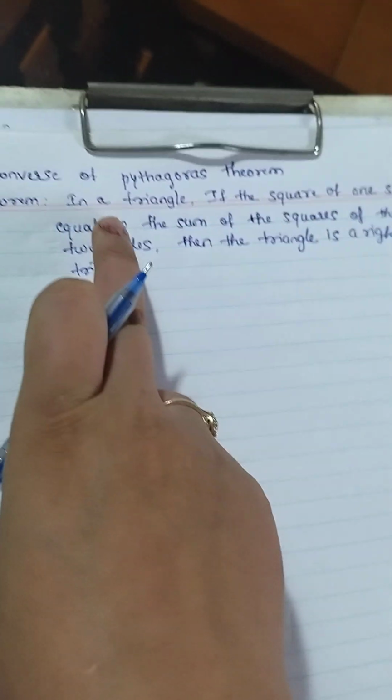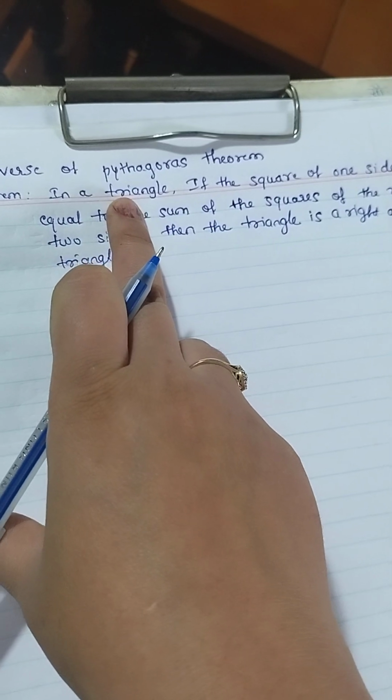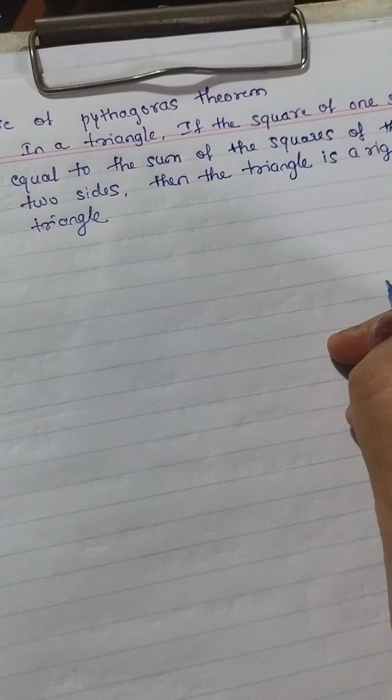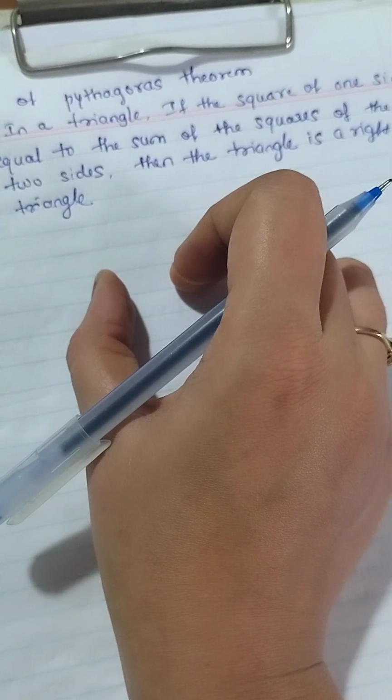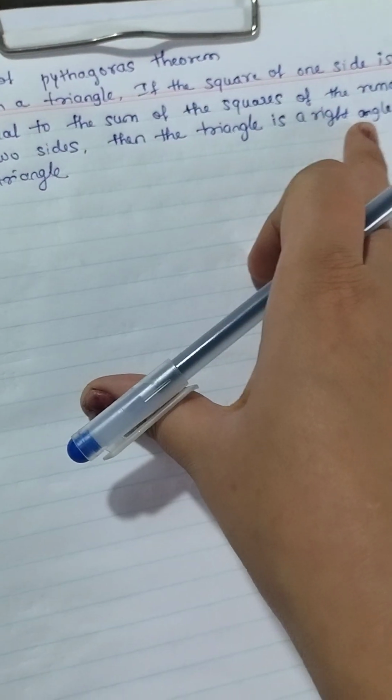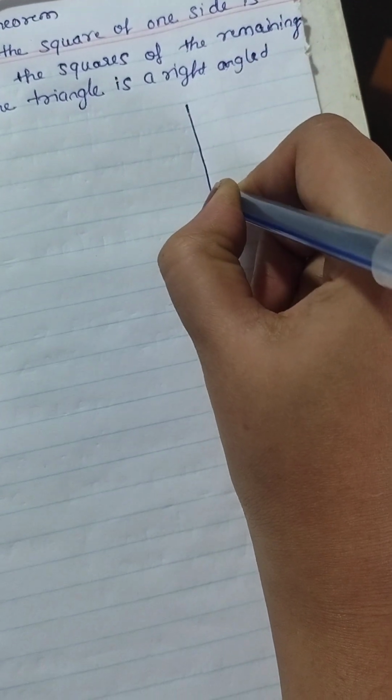Getting? The theorem says, in a triangle, they didn't mention it is a right angle triangle or equilateral triangle. It just mentions, in a triangle, if the square of one side is equal to the sum of the squares of the remaining sides. They have only given AC square is equal to AB square plus BC square. Okay, then what do we have to prove? I have to prove the triangle is a right angle triangle.